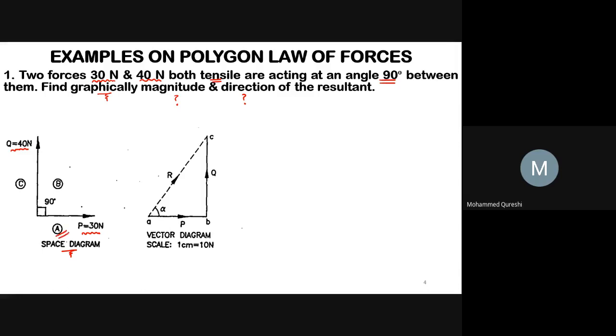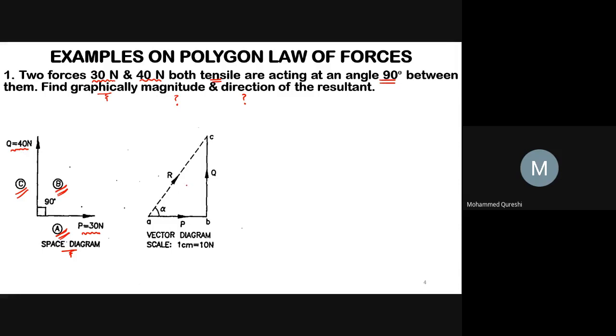So I will write A before P as well as B after P. What is Bow's notation? While drawing space diagram, each force, here force is 30 Newton, is denoted by an English character on either side of it. So I have given an English character A as well as B on the side of P equals 30 Newton. And here the force is Q equals 40 Newton. So here B is already available. So on the other side, I will write C as Bow's notation. So here force AB equals 30 Newton and force BC equals 40 Newton.